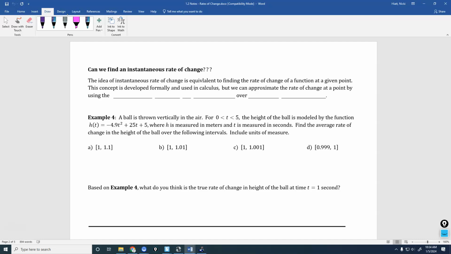The idea of instantaneous rate of change is equivalent to finding the rate of change of a function at a given point. This concept is developed formally and used in calculus, but we can approximate the rate of change at a point by using the average rate of change over small intervals.